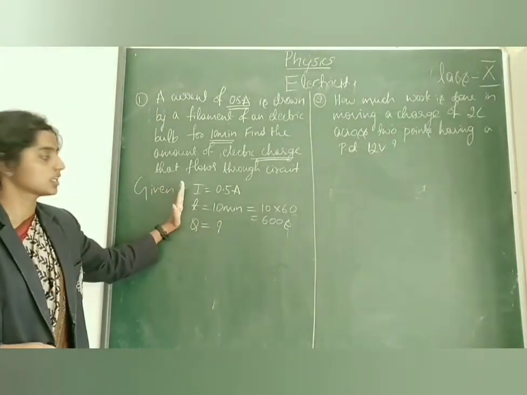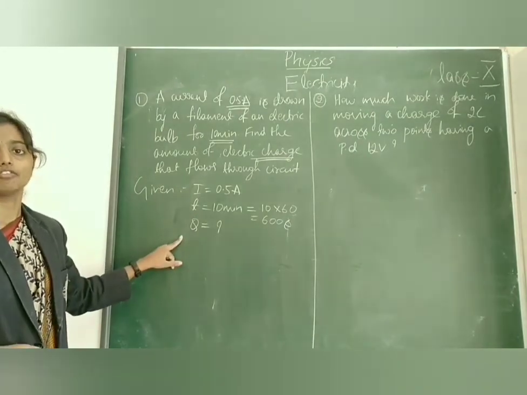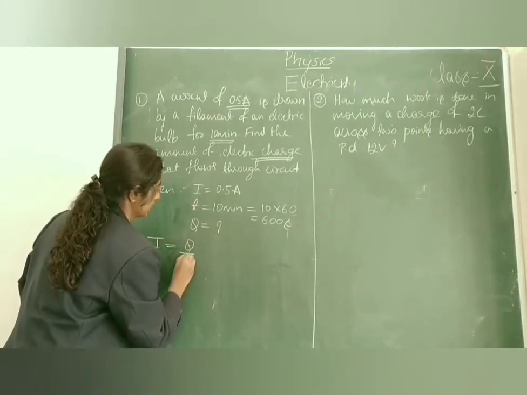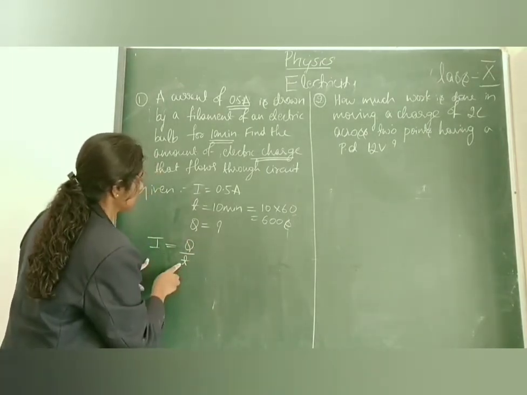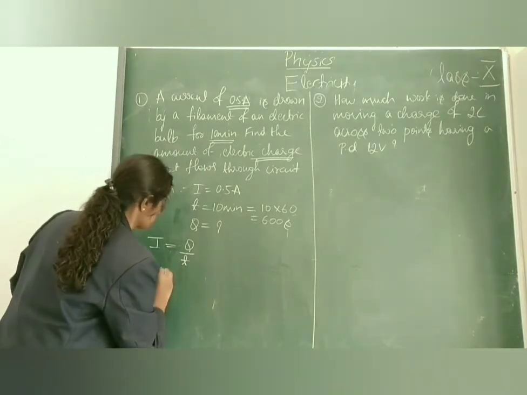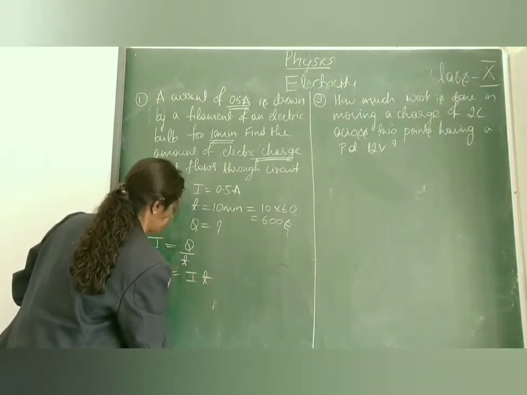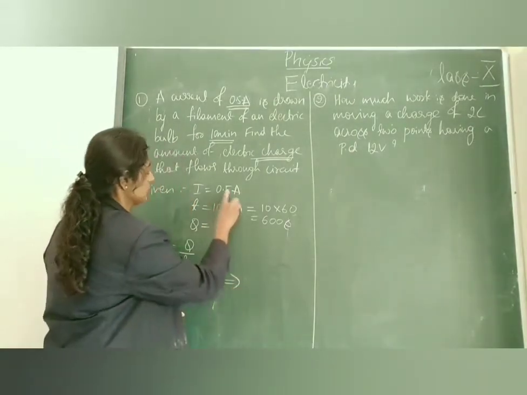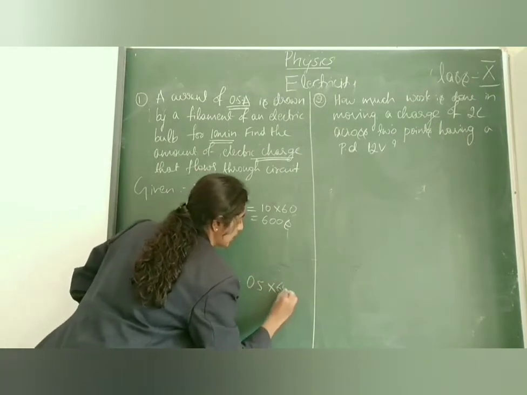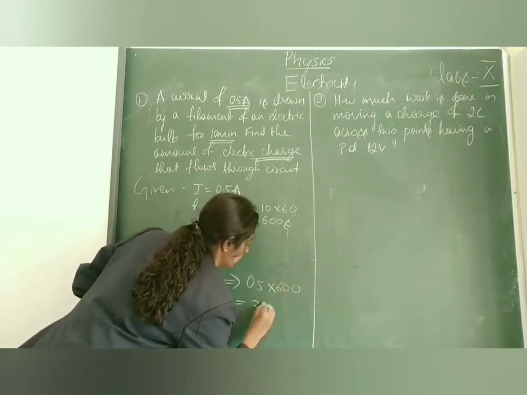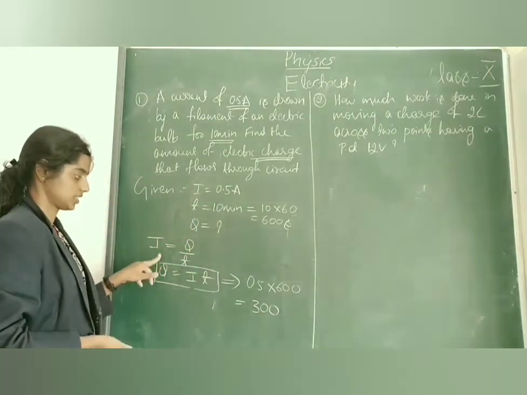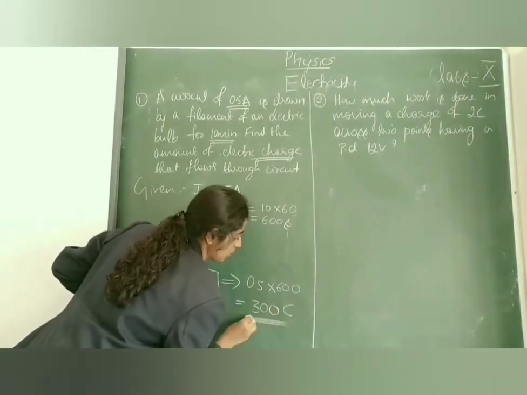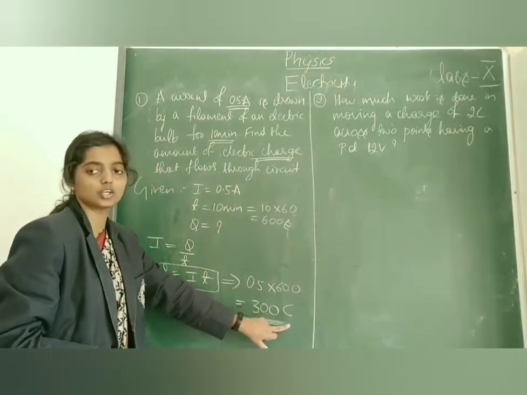Now look at the given things. Which formula can we use here? The current formula. That is I is equal to Q by T. Then we can modify this formula as Q is equal to I into T. Substitute the values in the formula. You will get Q is equal to 0.5 into 600, and our answer will become 300. What is the SI unit of Q, that is charge? It is coulomb. Hence, coulomb is our unit, and the answer is 300 coulombs.